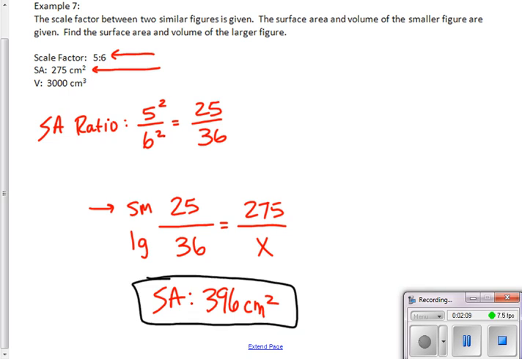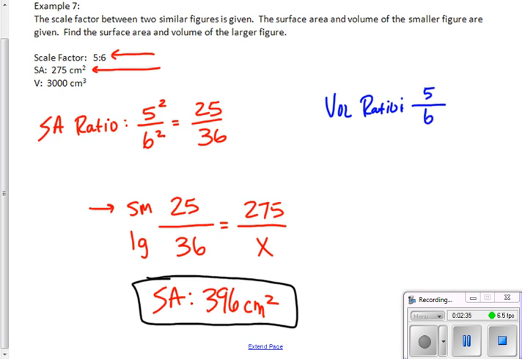Now we need to go ahead and find the volume of the larger figure. So in order to figure out volume, we need to kind of compare apples to apples here. We need to have a volume ratio. Makes sense. Surface area ratio to find a surface area, a volume ratio to find volume. So what we'll start off with here is, again, using the scale factor, 5/6. You need a volume ratio.